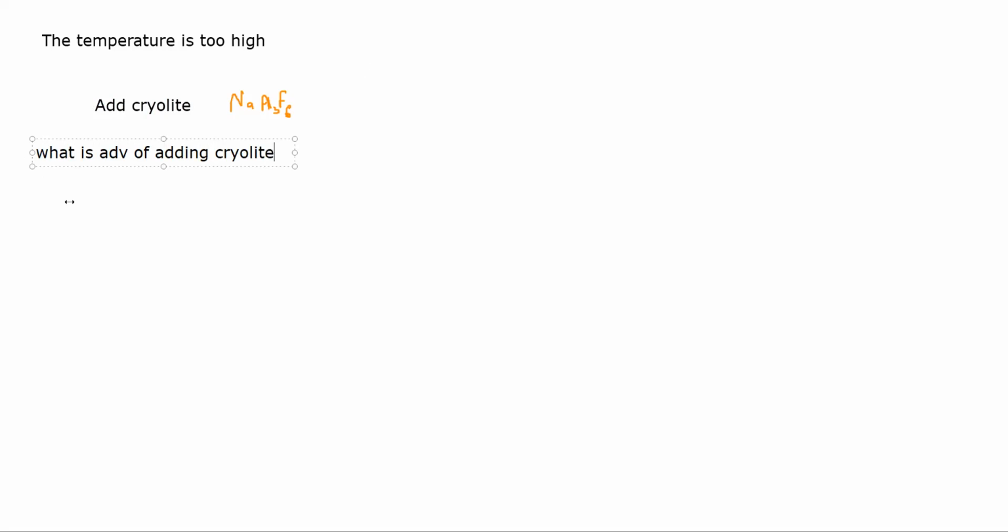Number one, whenever you add an impurity, what will it do? Cryolite is an impurity. When we add an impurity, it will lower the melting point, because impure substances have a lower melting point than pure substances. So it lowered the melting point to about 980 degrees centigrade. Without cryolite, you have to supply enough energy so that the temperature is 1900. But with cryolite, you can melt this aluminum oxide at a low temperature.